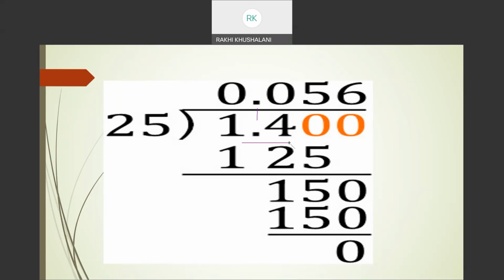Because if we did this kind of division in whole numbers, we would land up in decimals. Okay, and the decimal chapter was not done till then.